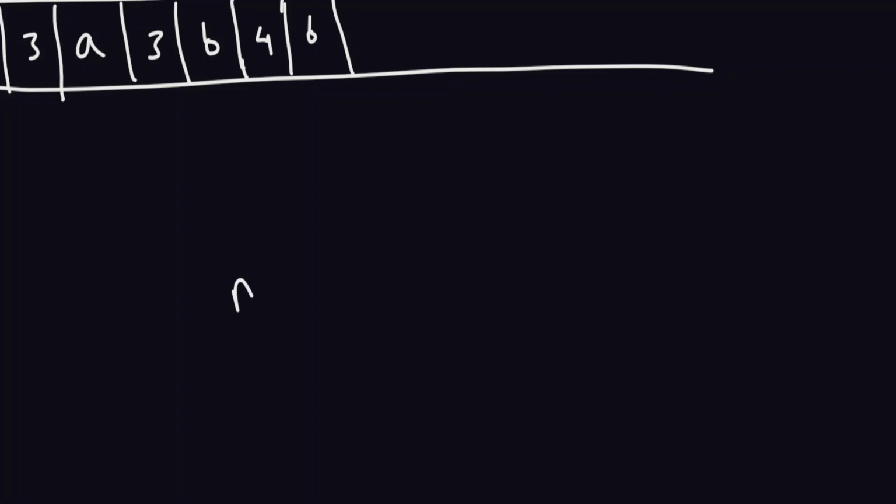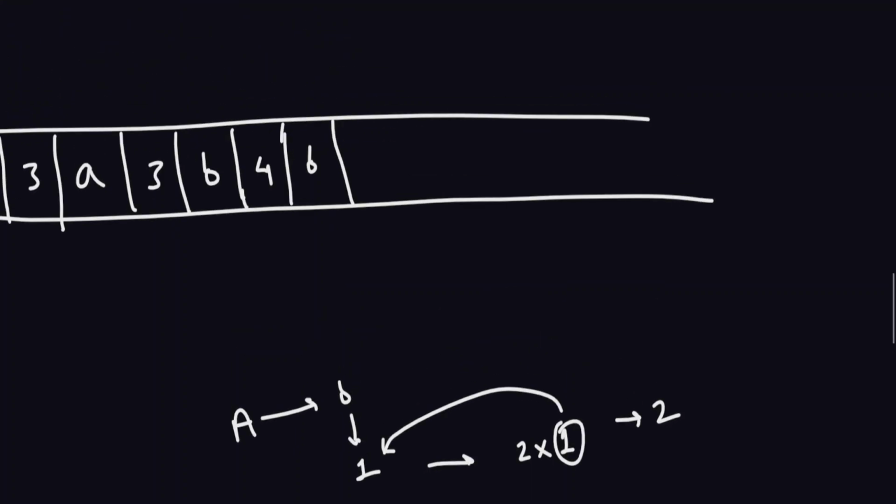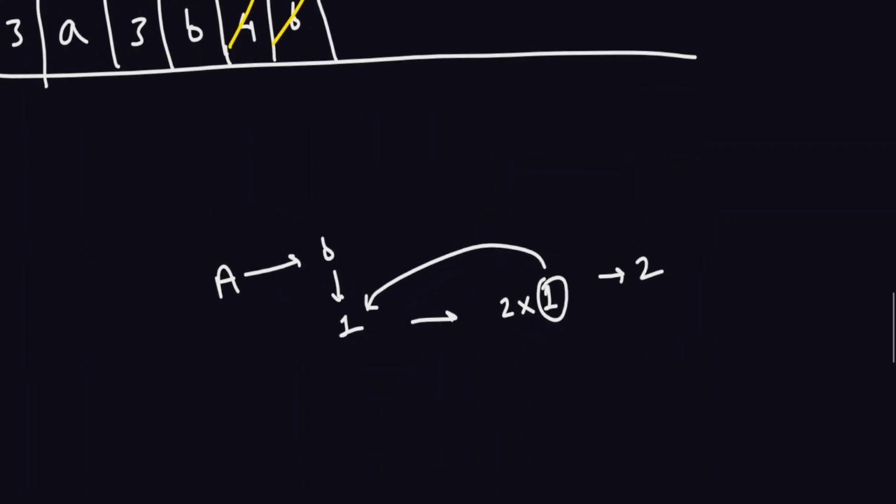Before pushing this production rule, we have to check the production rule, which is A to B. The length is 1. We'll have to pop how many elements? We have to pop 2 into 1, which is the length of this production rule. We will have to pop 2 elements from the top of the stack. So first B will be popped, and then 4 will be popped.